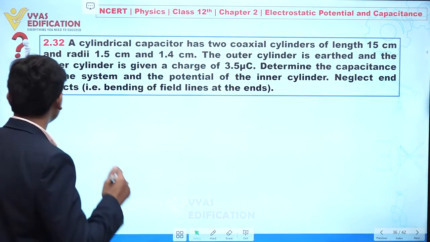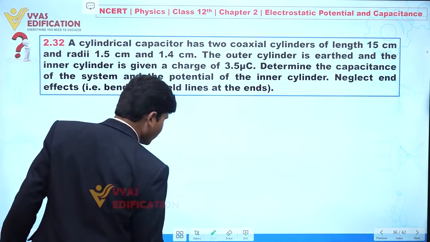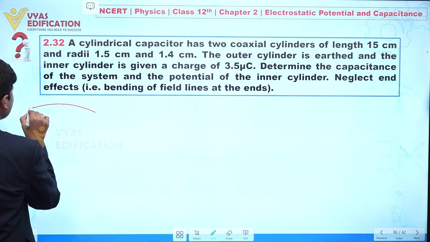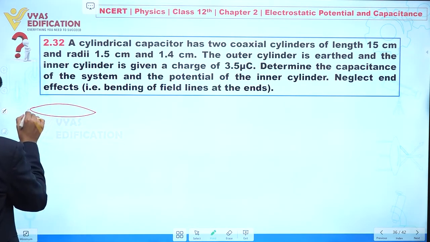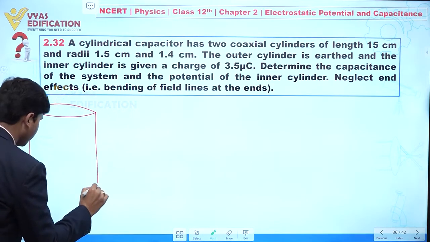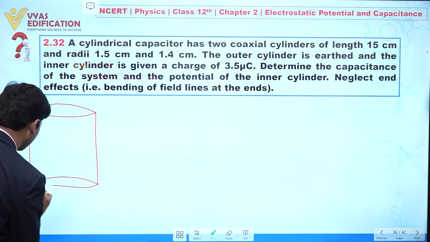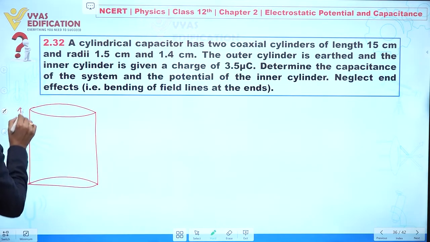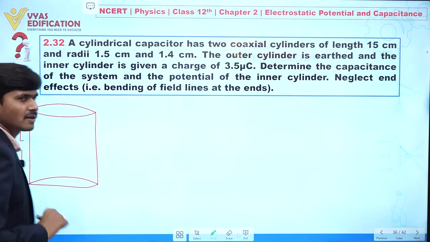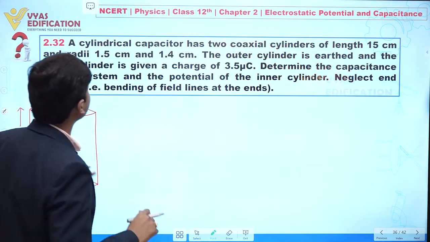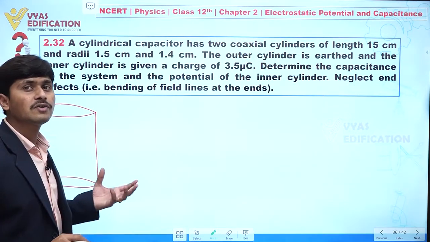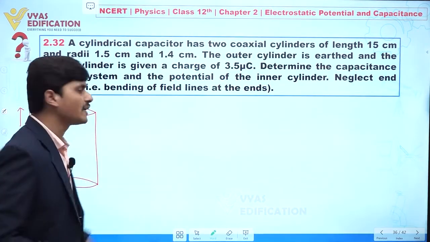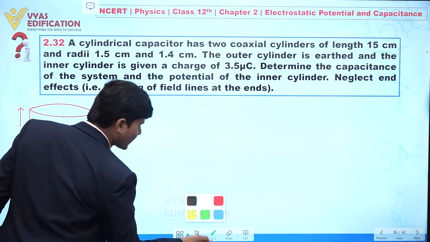We know. Clear? So now concentrate on the screen. Let's suppose first I am taking here a cylinder, and let's suppose we are assuming the length of this cylinder is capital L. Clear? And actually we are taking a hollow cylinder, or we can say we are taking two coaxial cylinders. So we can draw like this.